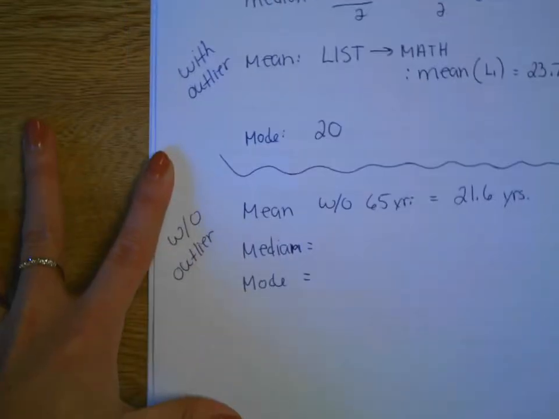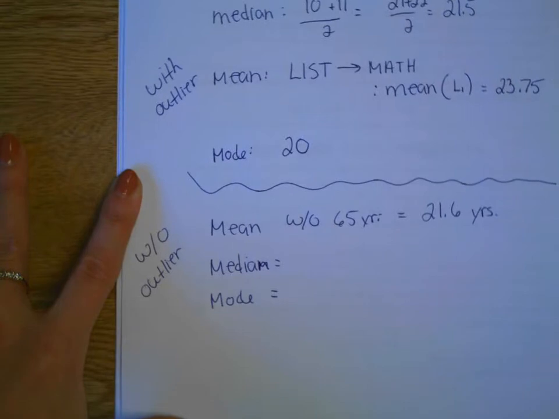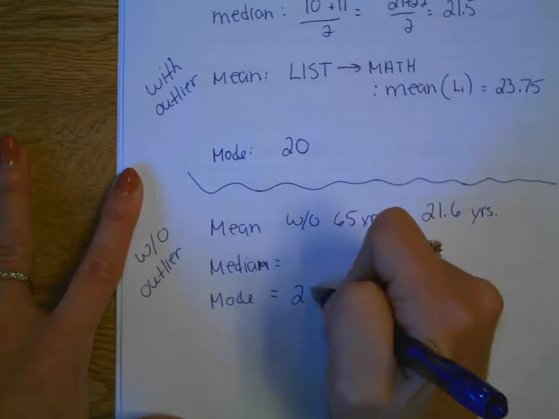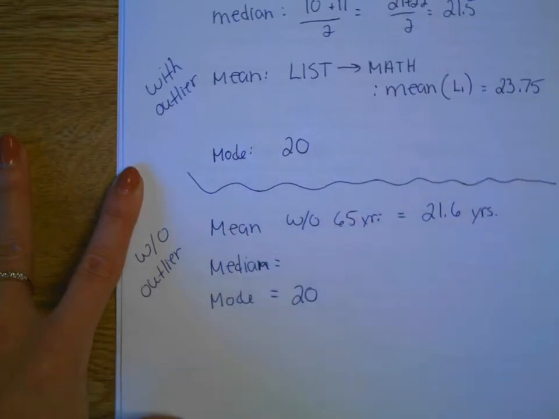What's the mode? Is the mode going to change because I threw that 65-year-old out? What's the mode going to be? Still going to stay 20. I still have a bunch of 20-year-olds. So the mode is not impacted at all by an outlier.